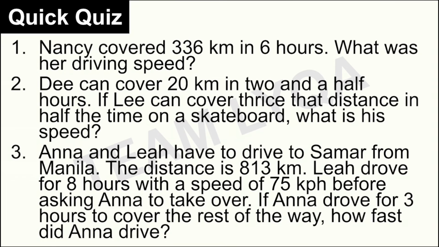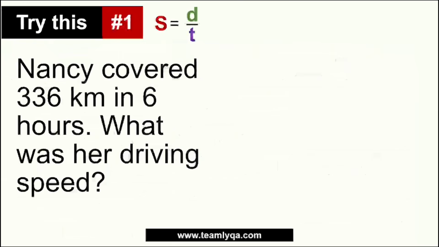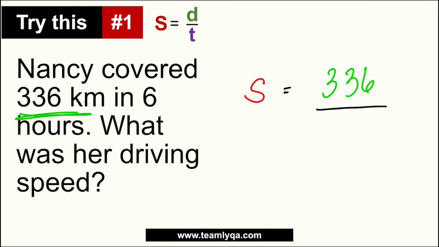Okay, isa-isahin natin. Start with the first one. Sabi, Nancy covered 336 kilometers in 6 hours. What was her driving speed? So speed again ang hinahanap natin. Speed is equal to distance over time. The distance here would be 336 kilometers. So 336 sa taas over, and then yung 6 hours natin, which is yung time. So 6. Okay? So i-divide lang natin siya.